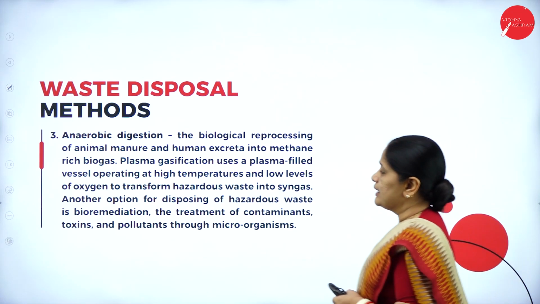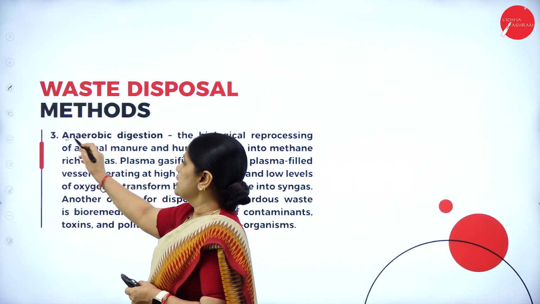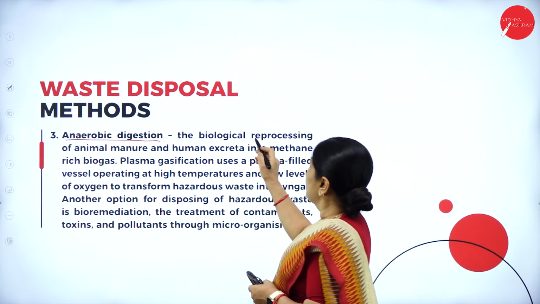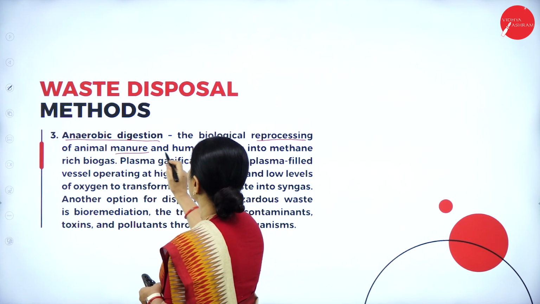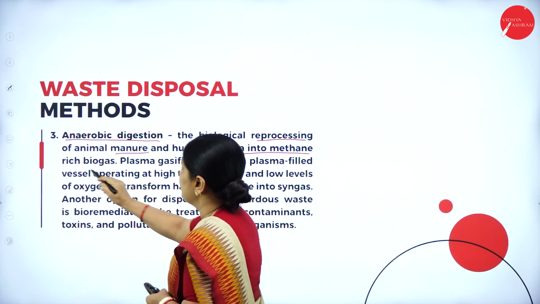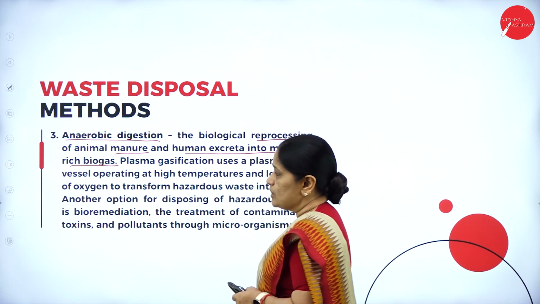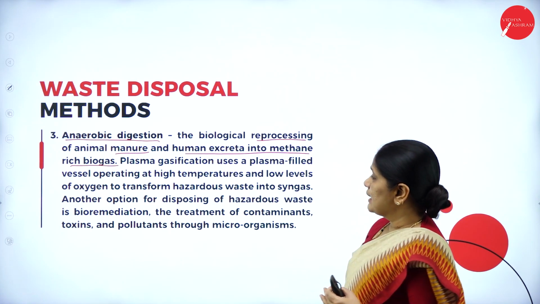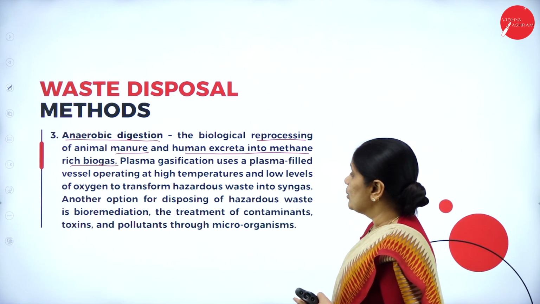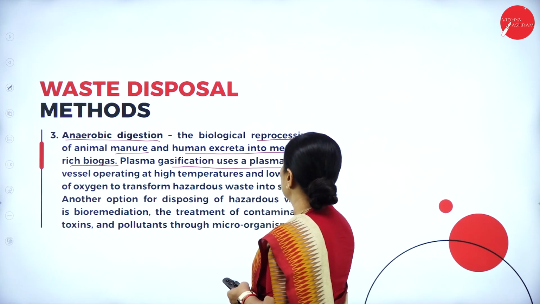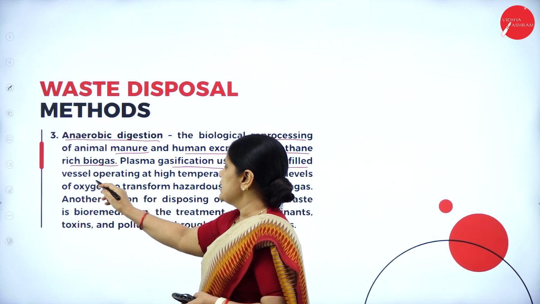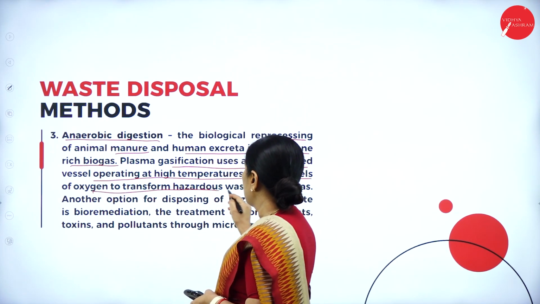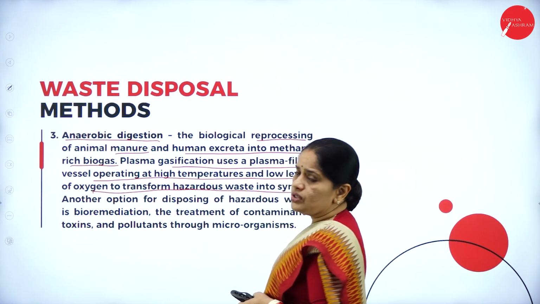Then the next one is anaerobic digestion. Now, what do we mean by anaerobic digestion? The biological reprocessing of animal manure and human excreta into methane-rich biogas. So, whatever animal manure we are getting and the human excreta, both are converted into a methane-rich biogas. Plasma gasification uses a plasma-filled vessel operating at high temperatures and low levels of oxygen to transform hazardous waste into syngas.